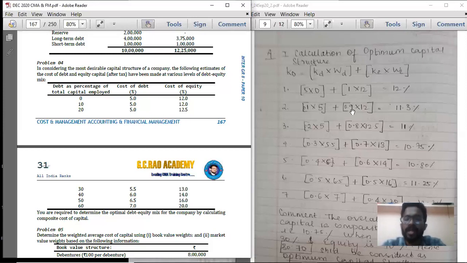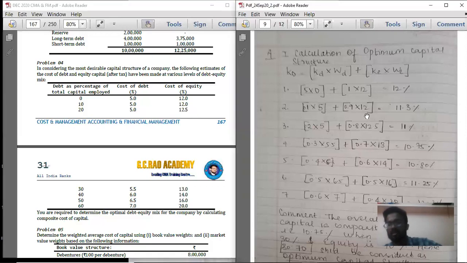So plus, open a bracket. What is the weight of equity? 0.9 into what is the cost of equity under 10 is to 90 mix? 12%. So into 12. Now close the bracket. Now calculate 0.1 into 5 plus 0.9 into 12. You are getting 11.3%. That is the overall cost of capital under situation 2.